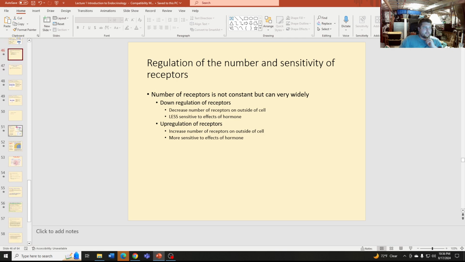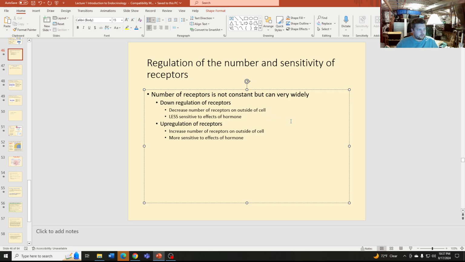Regulation of the number and sensitivity of receptors. We talked about this a little bit briefly in biochemistry. We have downregulation and upregulation of receptors. The number of receptors is not going to be constant, but can change depending on what they're exposed to and what the body requires. So downregulation of receptors is a decreased number of receptors on the outside of the cell, so it becomes less sensitive to the effects of hormones. Diabetes mellitus type 2.